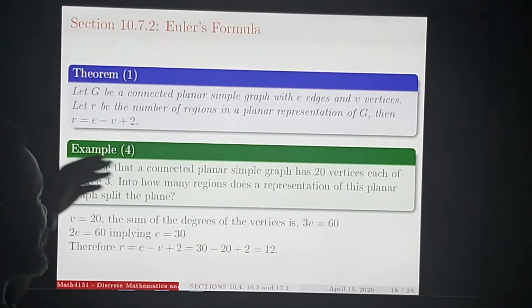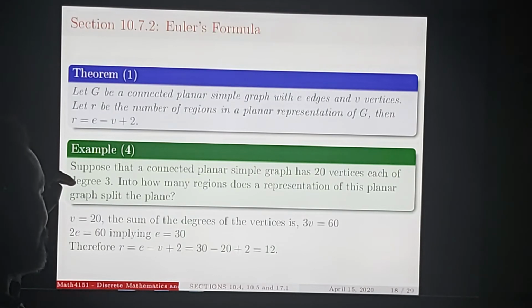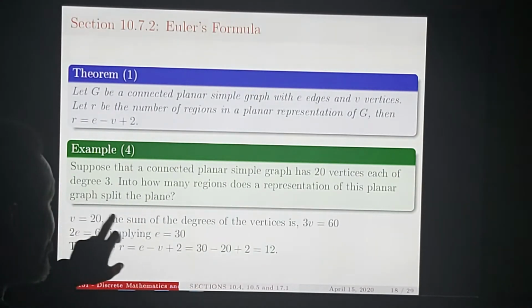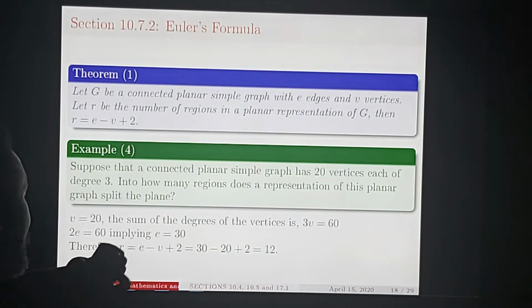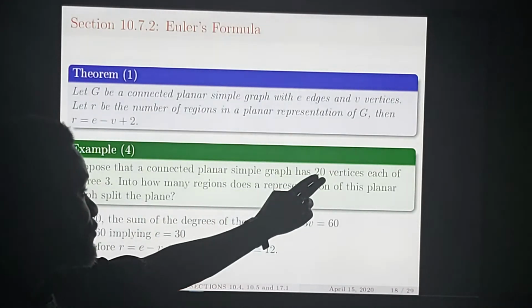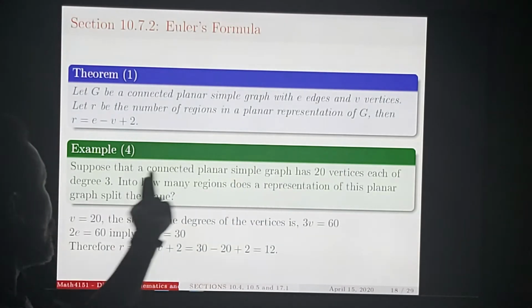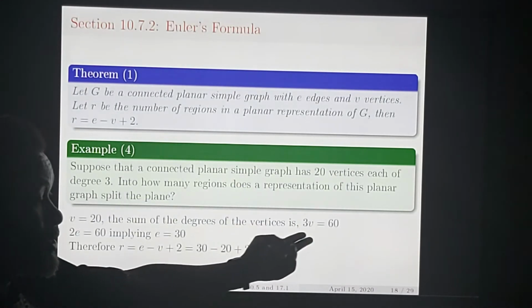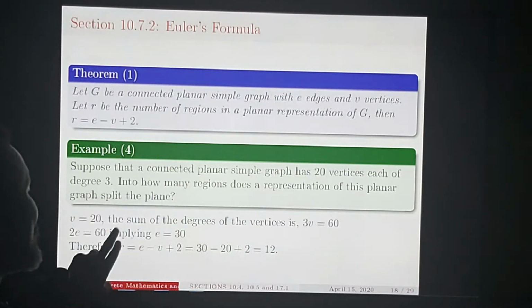Suppose that a connected planar simple graph has 20 vertices, each of degree 3. Into how many regions does a representation of this planar graph split the plane? So how many faces when you draw it? Basically, we're looking for R, and R is given by this formula. You have 20 vertices, each of degree 3. So the sum of the degrees of the vertices is 20 times 3, which is 60. And then you have that formula you did a while back, I think it was theorem 10.1 or 10.2.